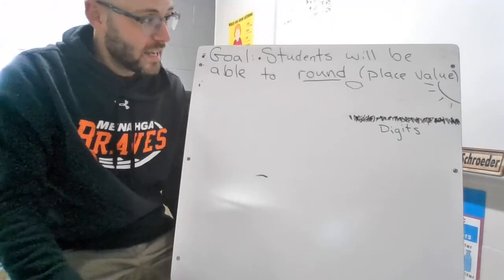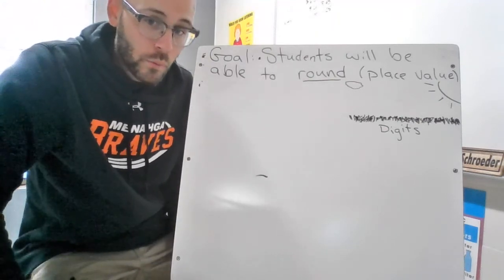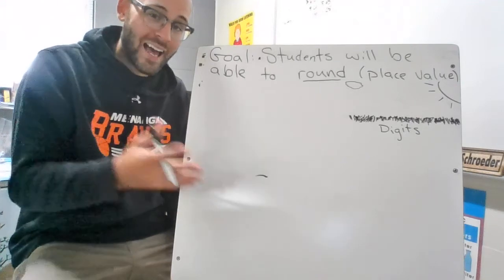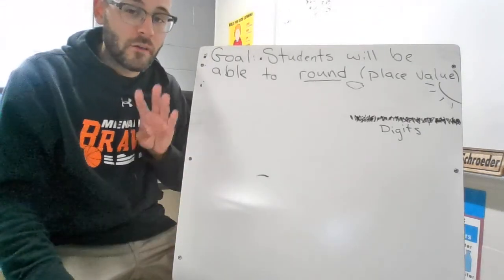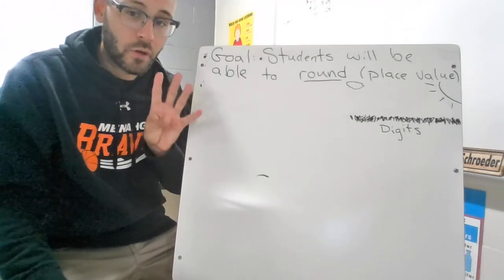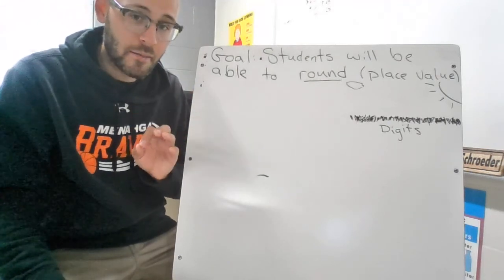Today, your goal is that students will be able to round. Maybe this is something that you've heard of last year a little bit, and maybe you've done it a little bit in your math journal this year, but I'm going to give you a 4-step system to make sure you round the correct way each and every time.